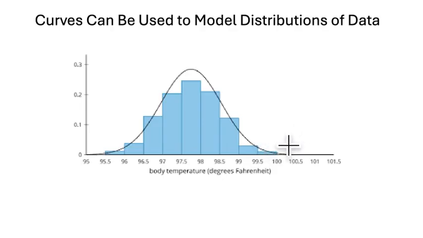Statisticians often use curves like this one to approximate the shape of their distributions of data. They do this because there are some powerful tools that they can use with these curves to help them analyze their data.